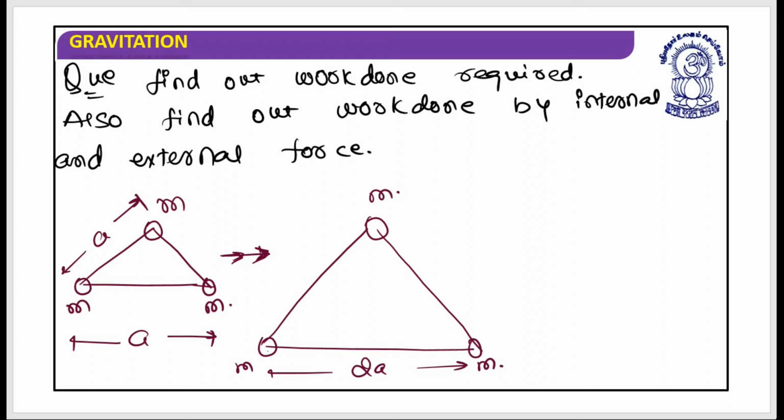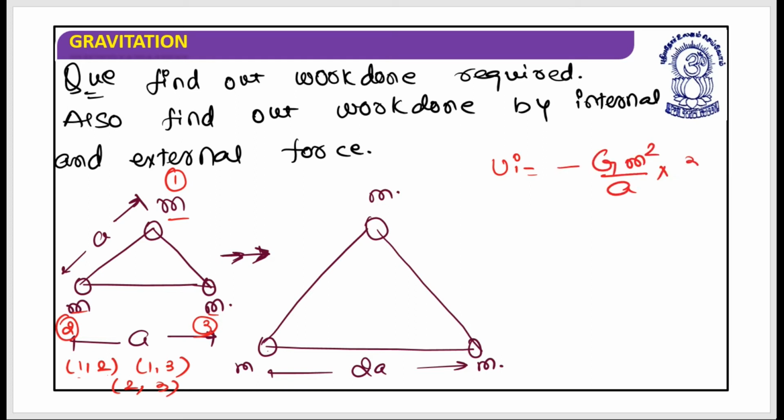So I need to form the initial potential energy, what would it be. Let's give them numbers: first, second, third. So this UI can create pairs: 1 comma 2, 1 comma 3, and 2 comma 3. All the masses are the same, GMM by A, GMM by A. So this is minus GM square by A multiplied by 3. Yes, first, second, and third.